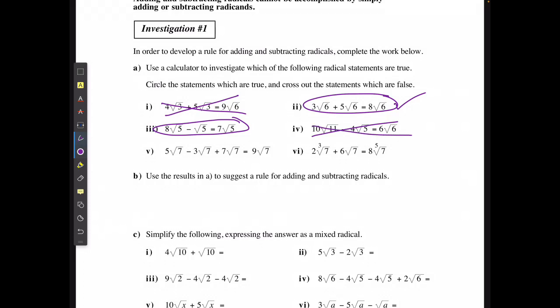Does 5 root 7 minus 3 root 7 plus 7 root 7 equal 9 root 7? Yes, it does. And does 2 times the cube root of 7 plus 6 times the square root of 7 equal 8 times the fifth root of 7? No, it does not.